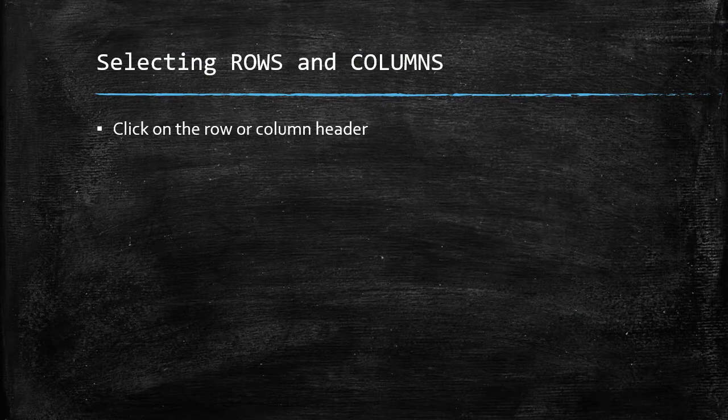Selecting rows and columns. Simple method: click on the row or column header. I repeat. Click on the heading of the row which you want to select, or the heading of the column which you want to select. Let us see practically.